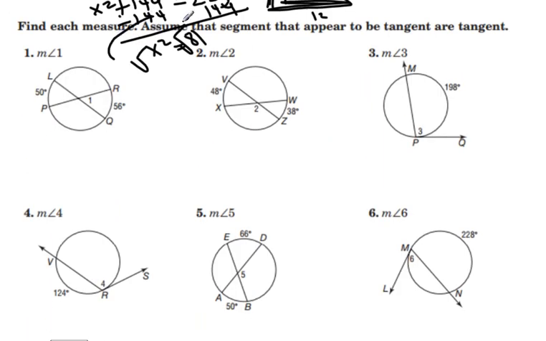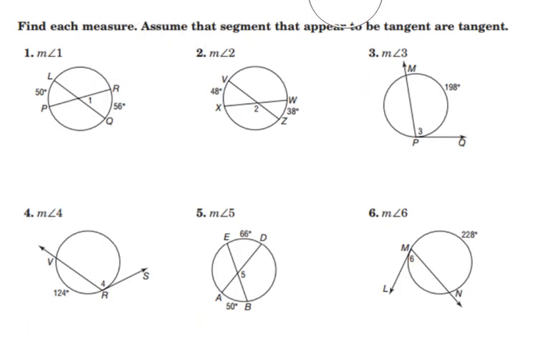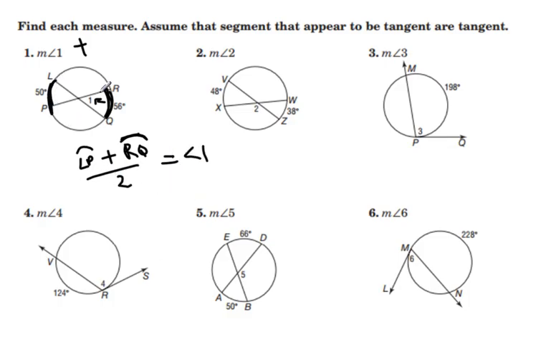Okay, number 1. Oops. To find the missing angle, angle 1, we have the angle inside the circle, so it's an addition problem. So the angle inside is similar to your midpoint formula. You take your arc, LP, and you add it to your arc, RQ, divide by 2, that equals angle 1. So you do 50 plus 56 divided by 2, you get 106 divided by 2, which gives you 53.